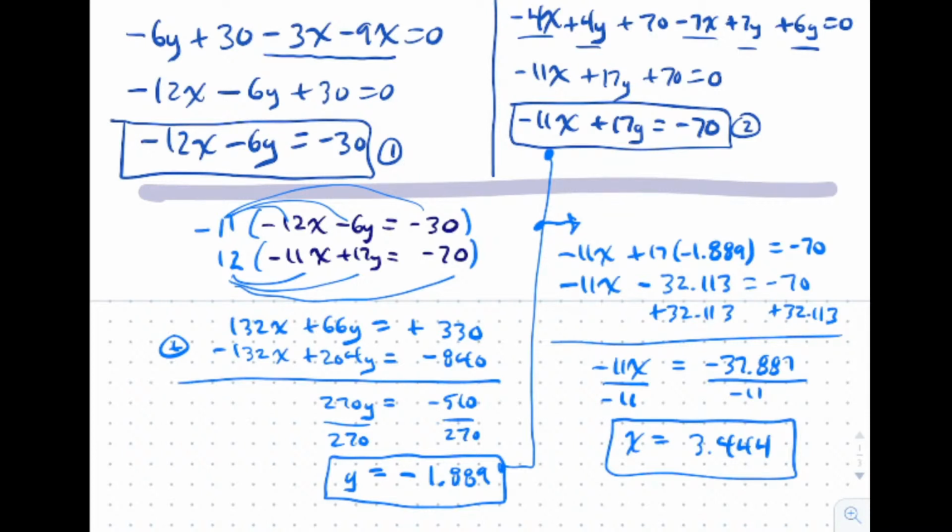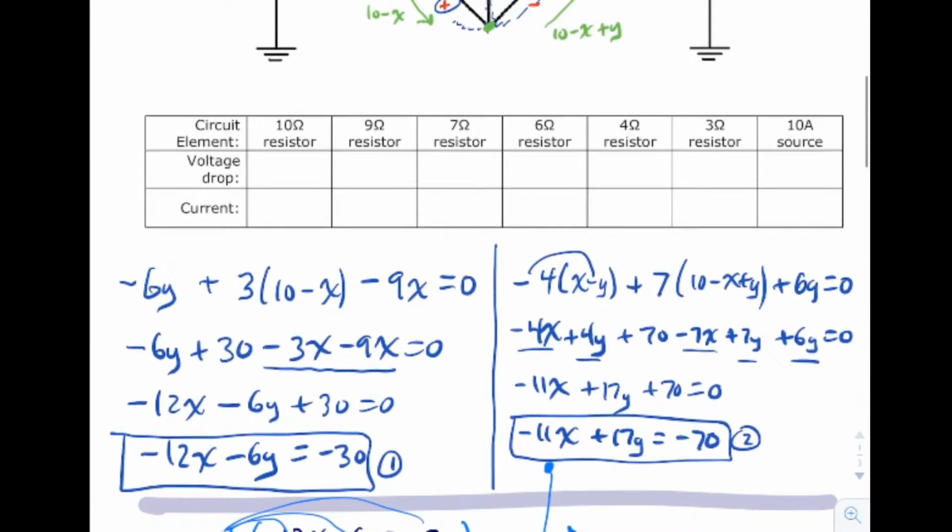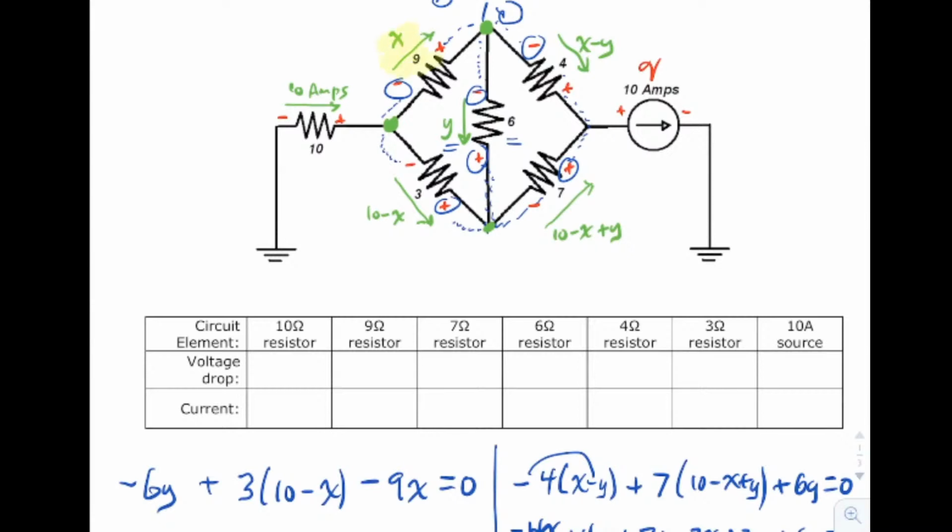Now, let's take these 2 answers here. X is this, y is this, and start filling in our table. X is 3.444. Where's X? X is over here. So I got 3.444 going through the 9 ohm resistor. Cool. Now, this current here going through the 3 ohm is supposed to be 10 minus X. So if I put a little note to myself, this is 10 minus X, then I go 10 minus the 3.444 is equal to 6.556. So I got my amps there.